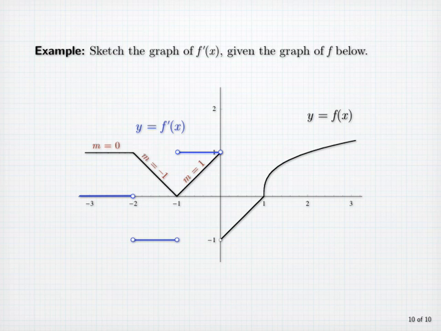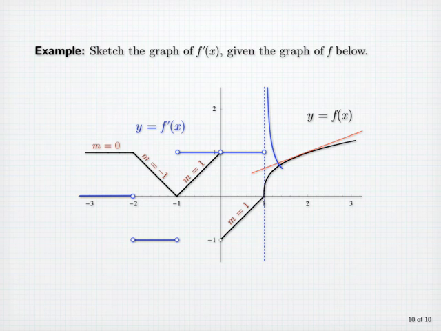Between 0 and 1, the graph of f has slope 1, and so the graph of f prime looks like this. Now to the right of 1, the graph of f has a positive slope, and the closer we are to 1, the larger that positive slope is. In fact, the limit from the right as x approaches 1 of the slope will actually be plus infinity. So what that tells us is that the graph of f prime has a vertical asymptote at x equals 1, and f prime approaches positive infinity as x approaches 1 from the right.